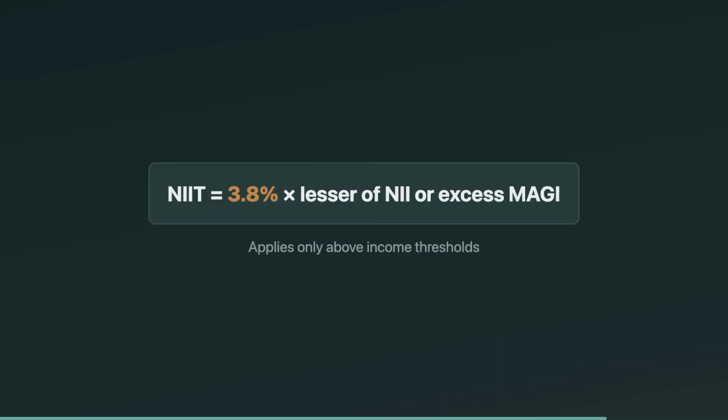Now layer in NIIT, the net investment income tax. NIIT is an extra 3.8% tax on higher income taxpayers, and it can apply on top of the preferential dividend rate. The calculation is mechanical. NIIT is 3.8% times the lesser of net investment income, or the excess of MAGI over the threshold. On the exam, you're usually given MAGI and the threshold, then you pick the smaller base.